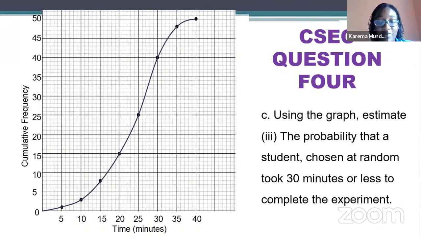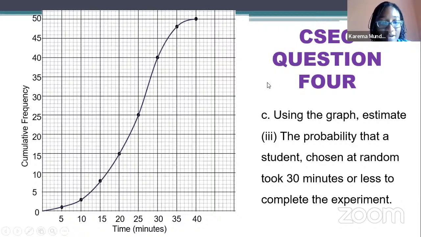Somebody said cumulative. Let me read the question again. The probability that a student, chosen at random, took 30 minutes or less. So my starting point must be what I've been given, 30 minutes or less. So I need to work from time. Great. So let's see how we do that.